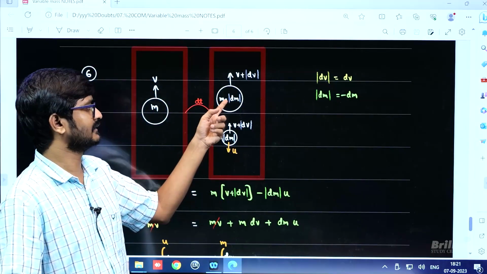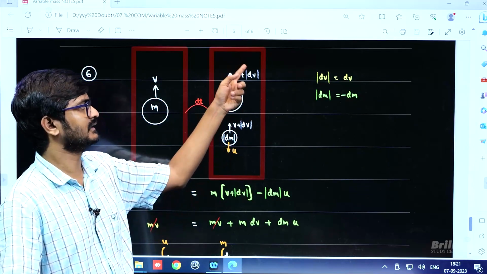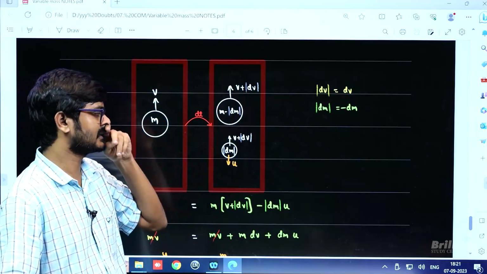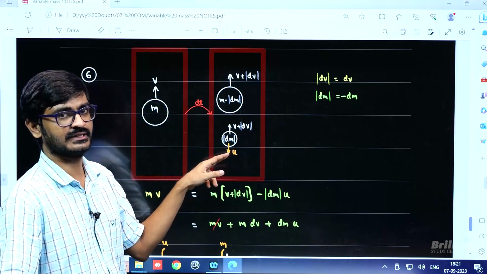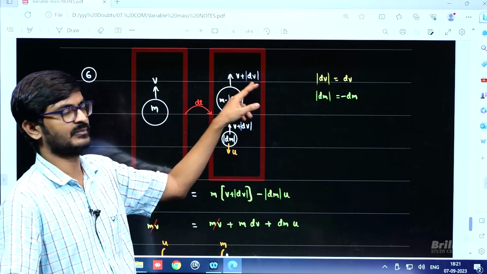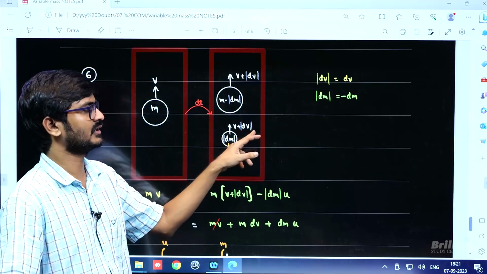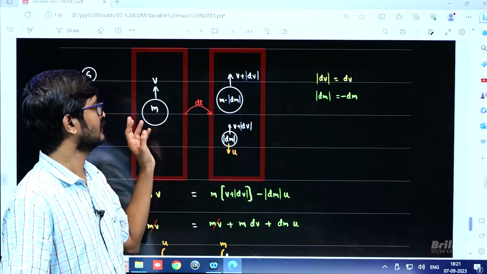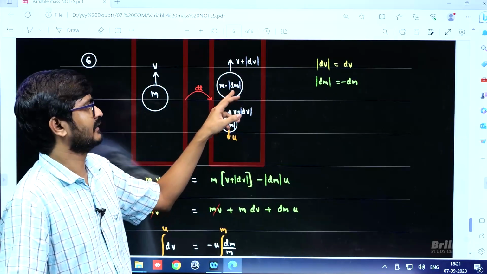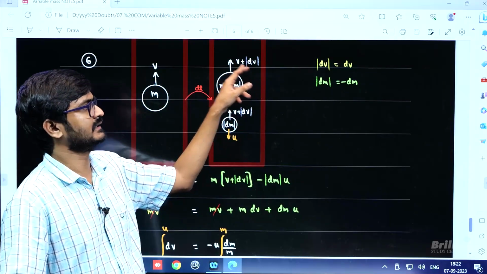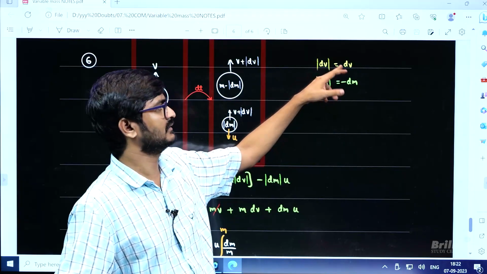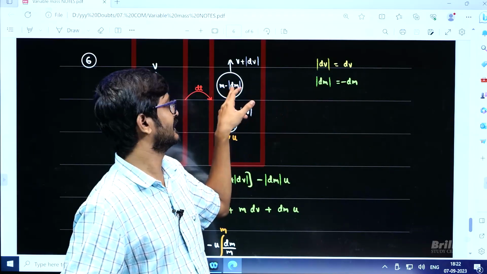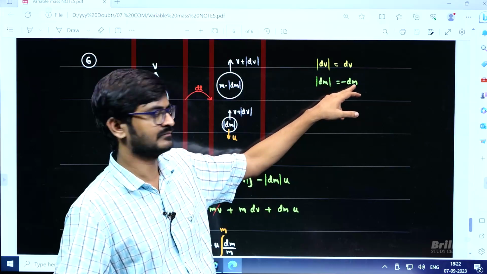So mass is decreasing, so mod dm, and I assumed velocity is increasing. With respect to this guy, exhaust velocity is u. So the meaning is, when compared to this guy must have less velocity of u. So if this guy's velocity is v plus mod dv, this guy's velocity will be v plus mod dv minus u. So final moment, again dv, this is increasing, so mod dv will be positive, so mod dv is going to be same as dv, but dm is negative, so mod dm will be minus dm, right.